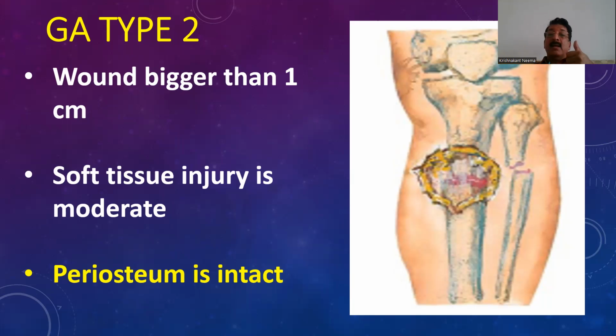Number 2, the periosteum of the bone is intact. Hope you know what is periosteum. Do you know what is periosteum? Yes. Periosteum is the outer layer which covers the bone and helps in new bone formation. That is periosteum.